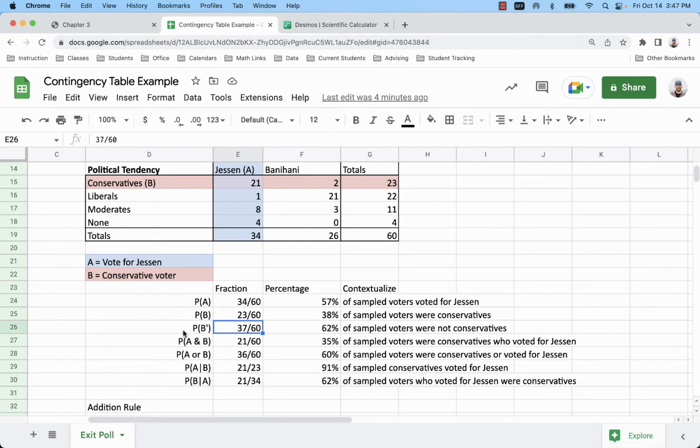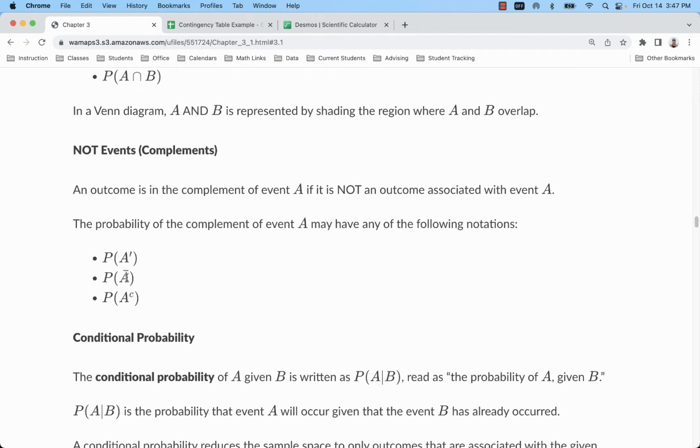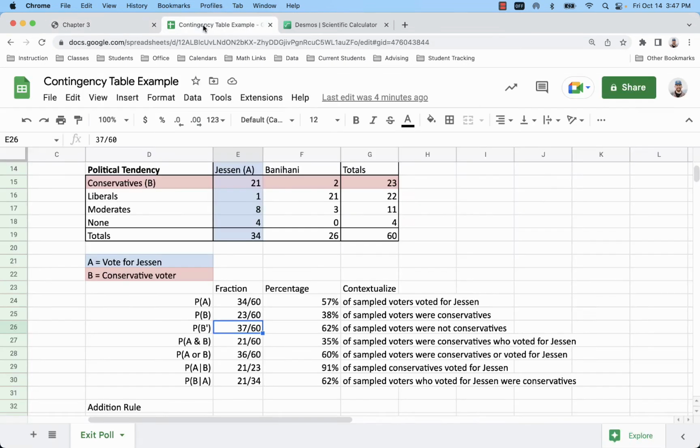So the third one here is B with that apostrophe. That's the best way to type it out in a spreadsheet, although you can use this bar or this kind of superscript of a C. That's called the complement, and it's when you are looking outside or opposite of an outcome. So a good one to look at is B. We have the probability of selecting someone who's not a conservative, or we could just say what percent of people were not conservatives. And so that's everyone except these 23. That's going to be these 37 if I add up 22, 11, and 4. So that would be not conservative.